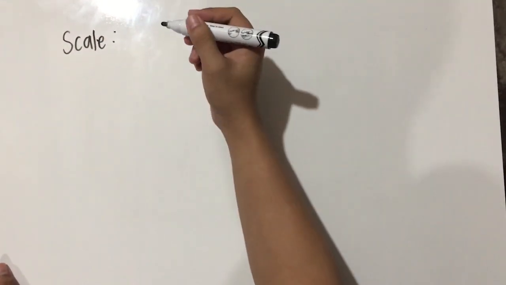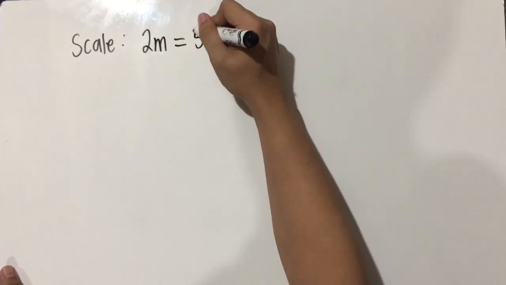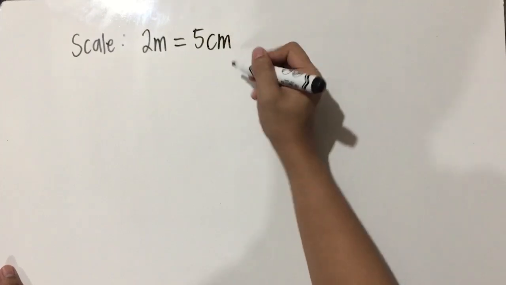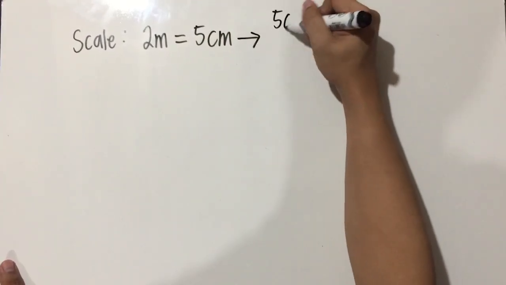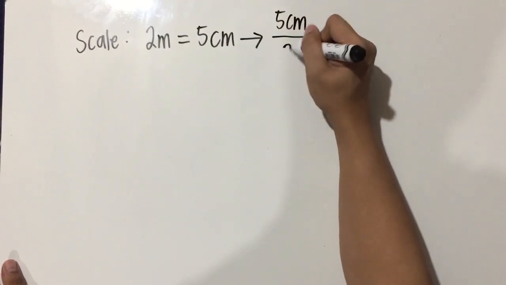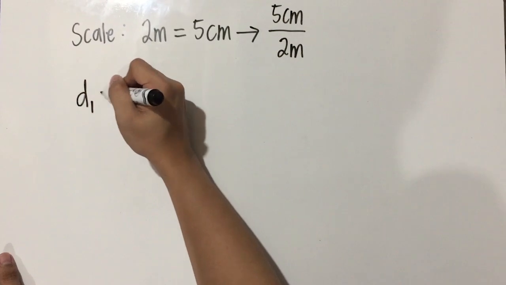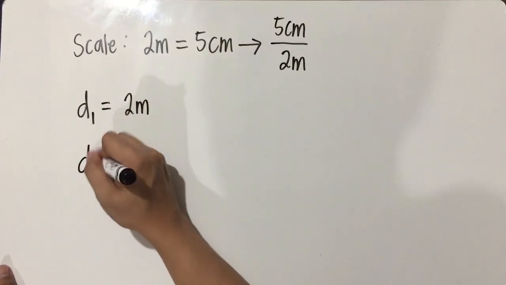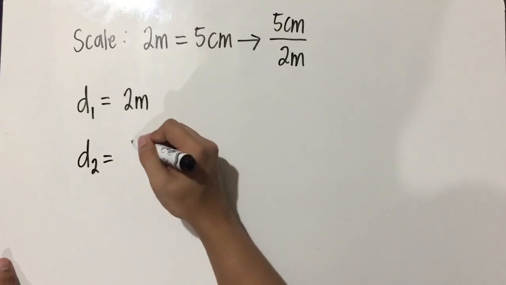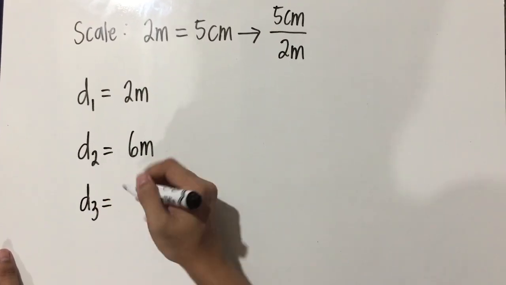So we have to be mindful again of the scale. We have 2 meters is equal to 5 centimeters. So we have to apply things you've learned during dimensional analysis in order for us to properly convert it to a certain scale. So d sub 1, we have 2 meters. For d sub 2, we have 6 meters. And for d sub 3, we have 8 meters.